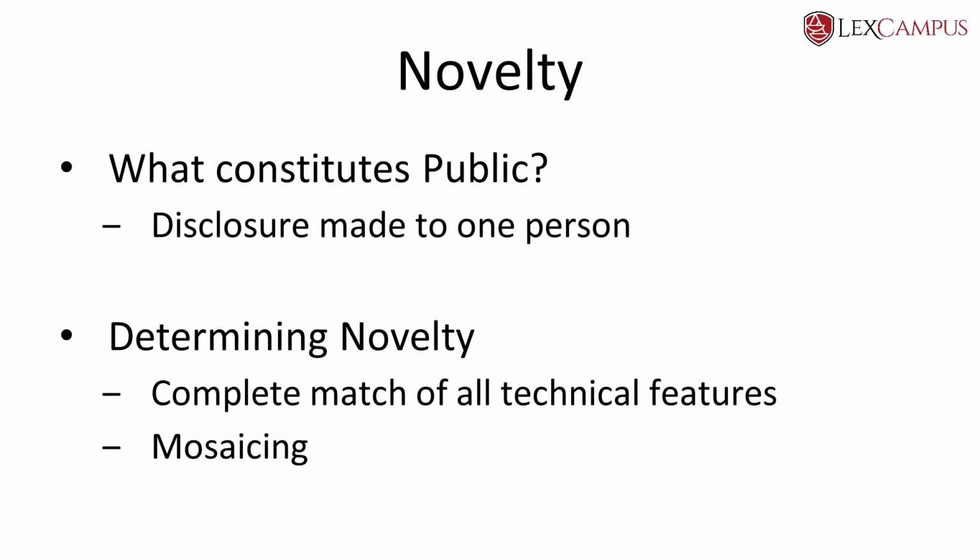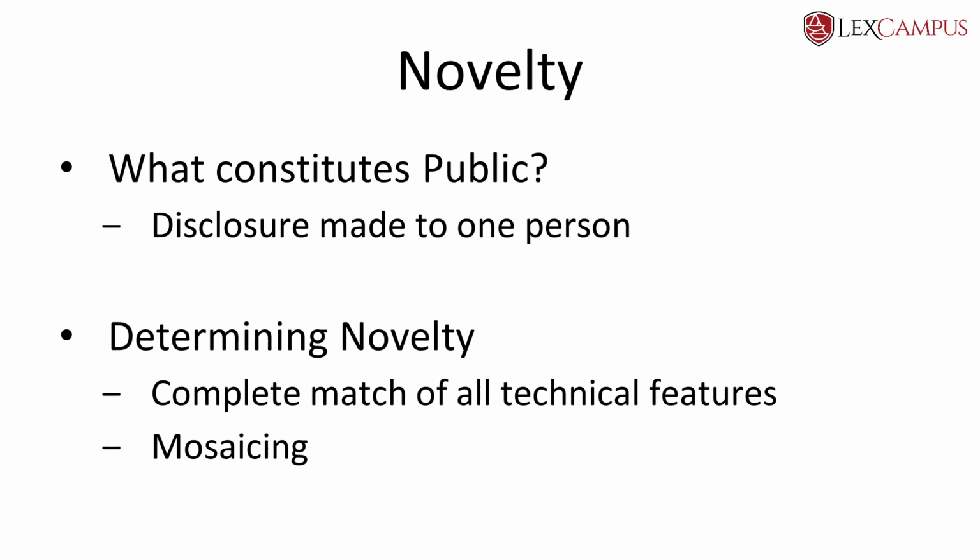If such a person, even if he is one person, is made a disclosure, that would amount to a novelty killing disclosure. So, when we use the word public in public domain, even a disclosure made to one person will be regarded as a disclosure made to the public, and it will be regarded that it was made available to the public.